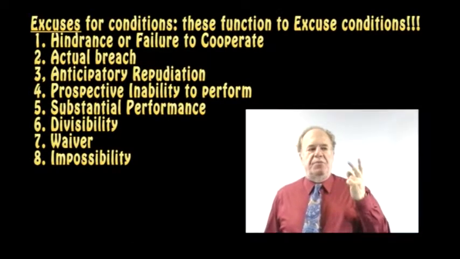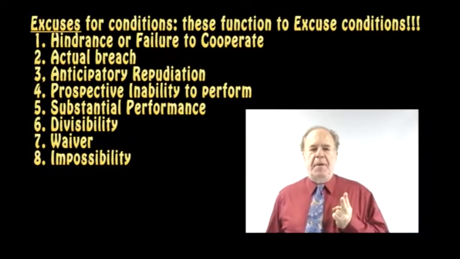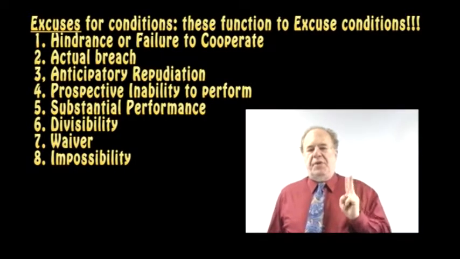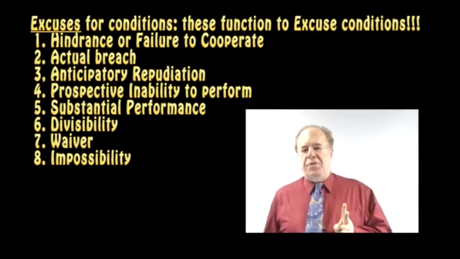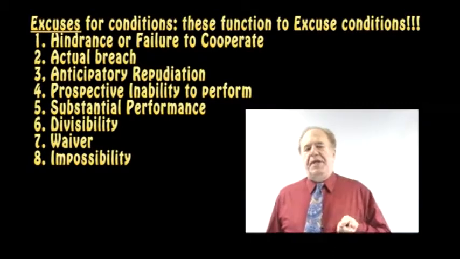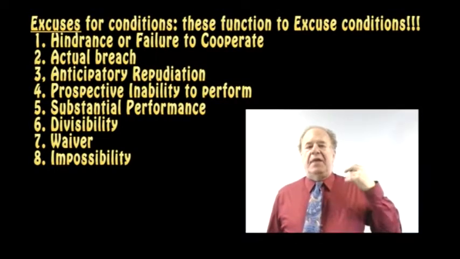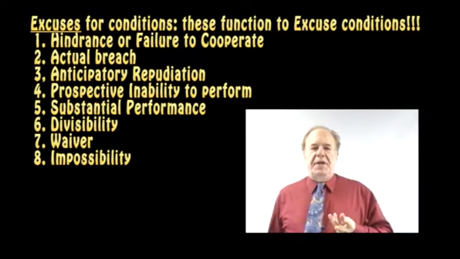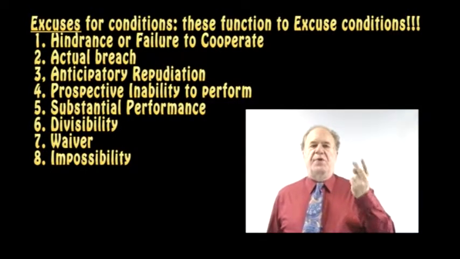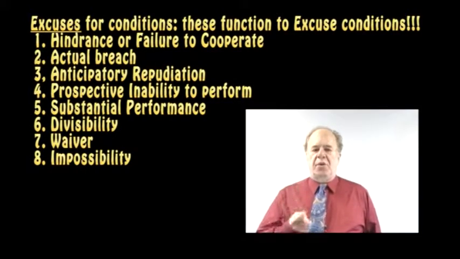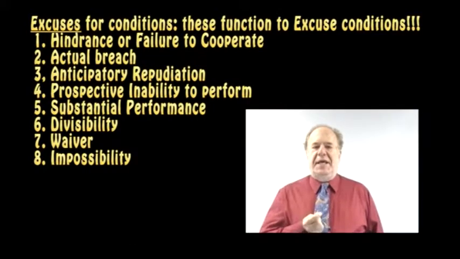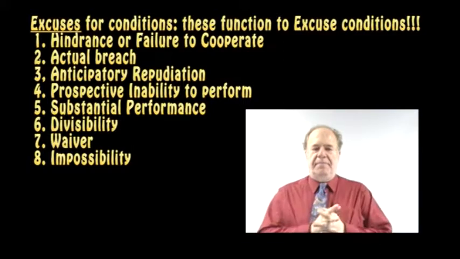Anticipatory repudiation, prospective inability. Both of those concepts appeared on the test in 1972, the Granddaddy test. They appeared in 1978, they appeared in 1991, they appeared in 1998. They love them, they always appear. Anticipatory repudiation and prospective inability, and they are often issues on essays. What's the difference between them? We'll come back to that.